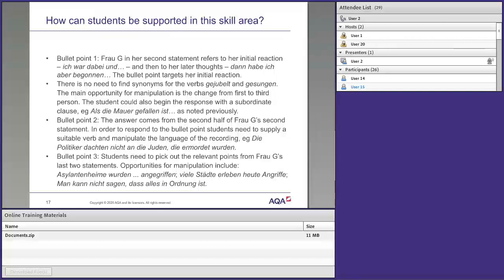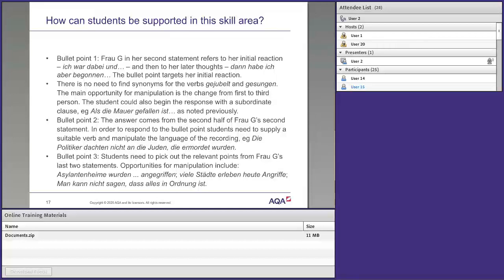The main opportunity for manipulation here is the change from the first person, because she was saying, well, I did this, I did that, to the third person. And the student could also begin the response with a subordinate clause, as we've just mentioned: "Als die Mauer gefallen ist, hat Frau Kaminski", and so on. Bullet point 2. The answer comes from the second half of Frau Kaminski's second statement. In order to respond to the bullet point, students need to supply a suitable verb and manipulate the language of the recording. So, "die Politiker dachten nicht an die Juden, die ermordet wurden".